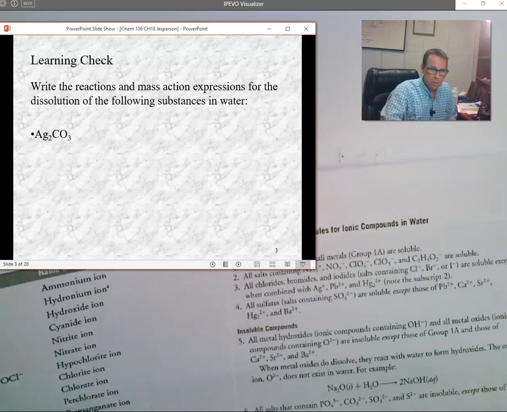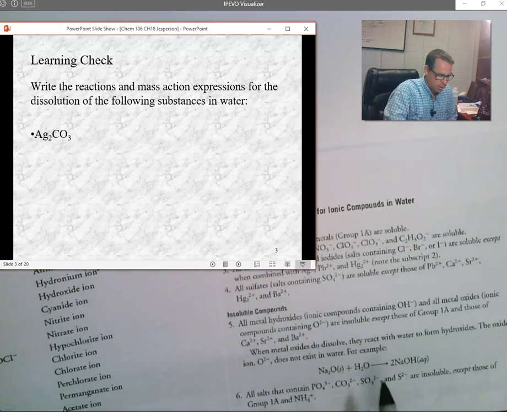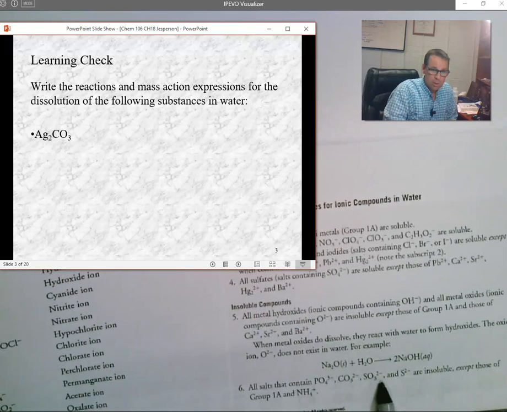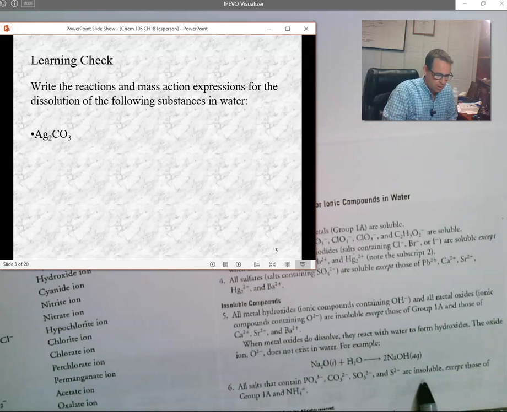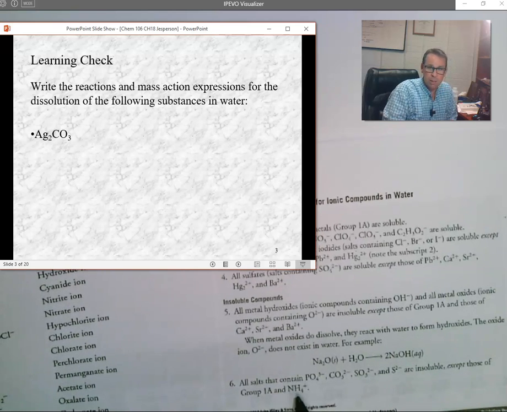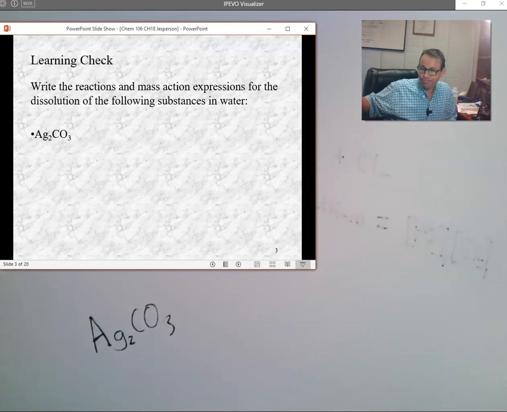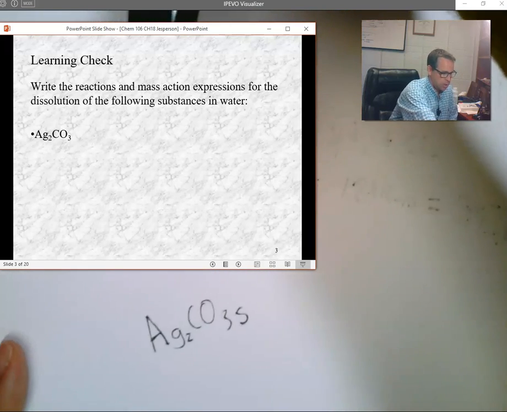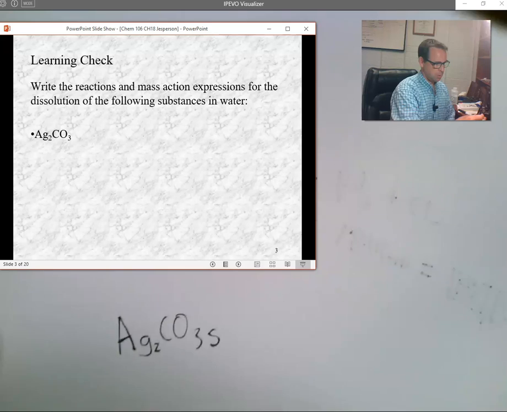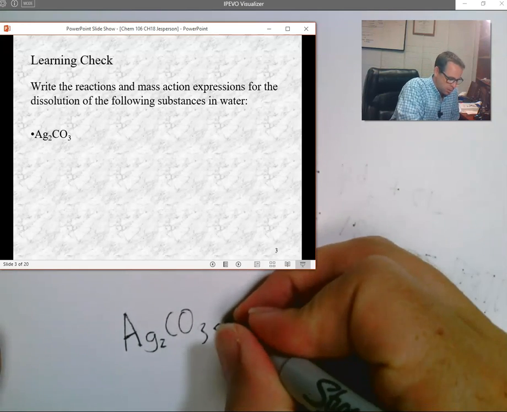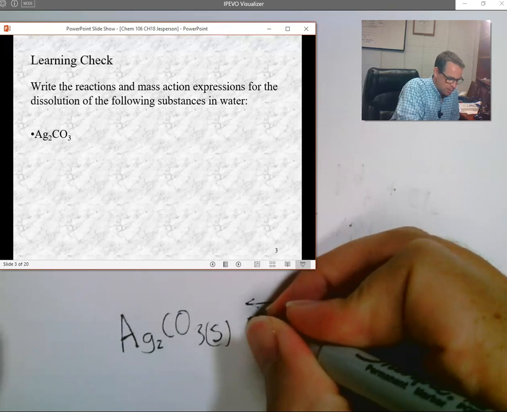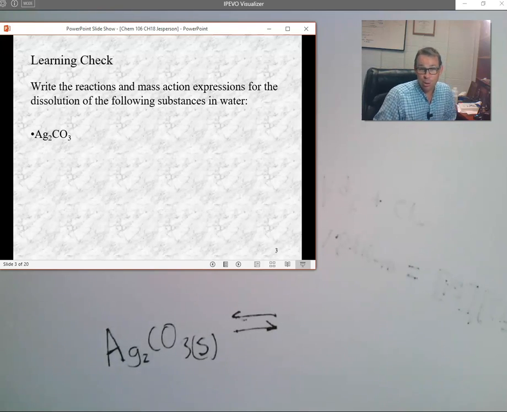If we look at our solubility rules here for carbonate, where are we at for carbonate? There it is. All salts containing phosphate, carbonate, sulfite, and sulfide are insoluble, except those from group 1A and ammonium. So, insoluble, solid. Now, if this is solid, we would generally think of it as insoluble, but now we're realizing that how insoluble is the question, right?